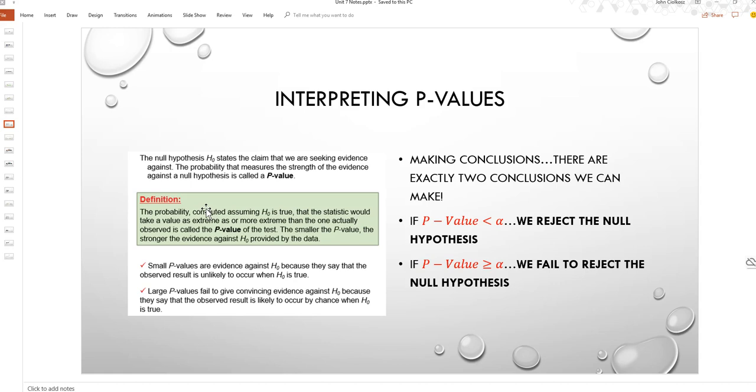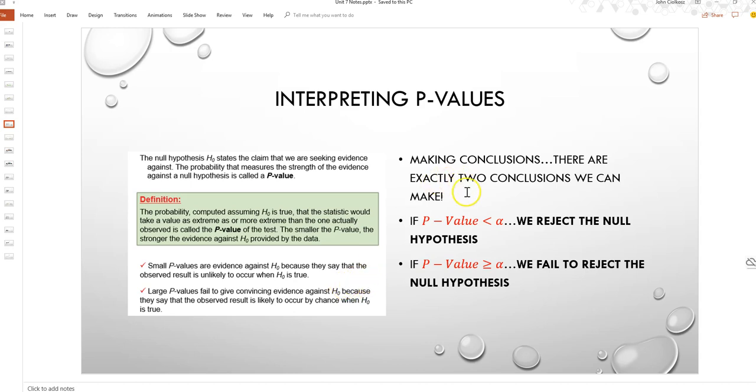So a p-value is like golf. The lower the score, the better. It's a probability, so we know we're bounded between 0 and 1. So again, the smaller, closer to 0, the stronger it is. And there's some alternate interpretations here.